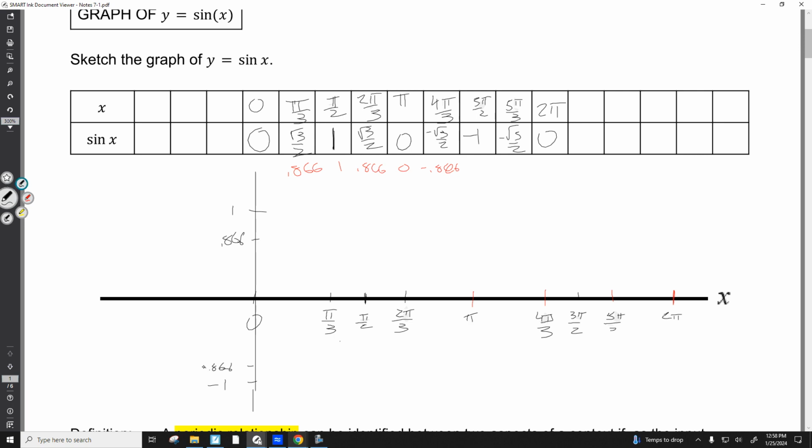Let's start plotting some points. 0, 0. Again, it's an x and a y axis. It's like we're graphing y equals x squared, only we're plugging in the decimals that are easy to plug into. Pi over 3, 0.866, root 3 over 2. Pi over 2, 1. 2 pi over 3, 0.866. Pi, 0. 4 pi over 3, negative 0.866. 3 pi over 2, negative 1. 5 pi over 3, negative 0.866. 2 pi, 0. We'll pause there.